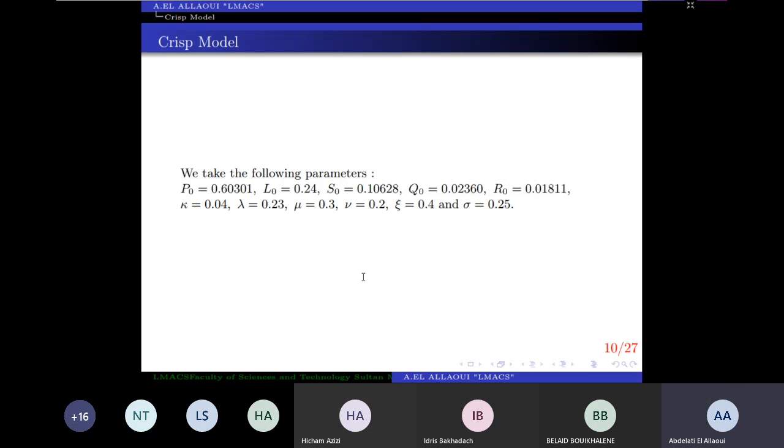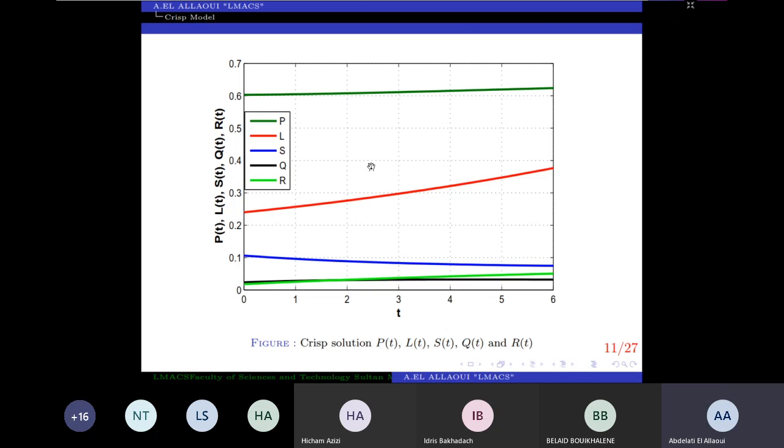Now we move on to the crisp model. For that, we consider the following parameters. We give here the graphical solutions of the crisp model. It's clear that the number of potential smokers, the number of occasional smokers and temporary quitters, and also the number of permanent quitters increase over time, and on the other hand, the number of heavy smokers decreases with time.